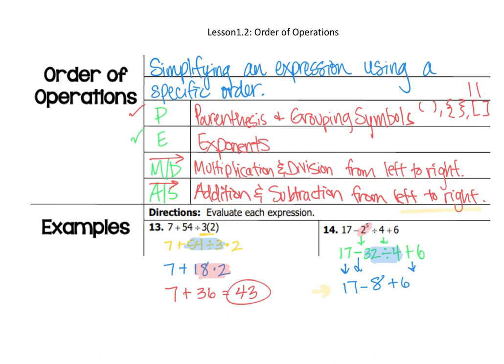So from left to right as we're working, 17 minus 8 is supposed to get done first. That would be applying the correct order of operations. 17 minus 8 is 9. And then we bring down that plus 6. And now we're allowed to add those two numbers together. And 9 plus 6 is 15.